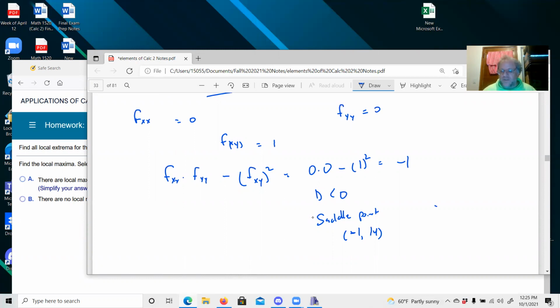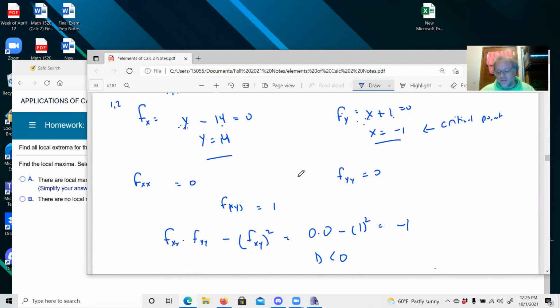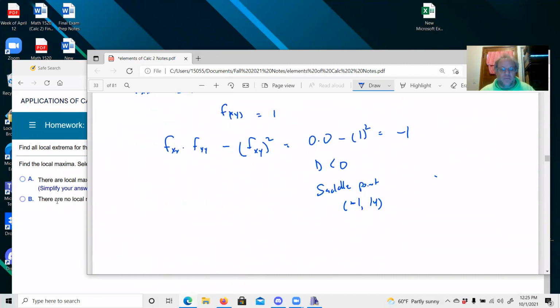That would mean wherever this is, the x value will be going up, the y value will be going down, or vice versa, the y values are going up and the x values are going down. I don't know. We have to draw it in order to figure that out, or plug in some more points, which we're not going to do. But that's a saddle point.